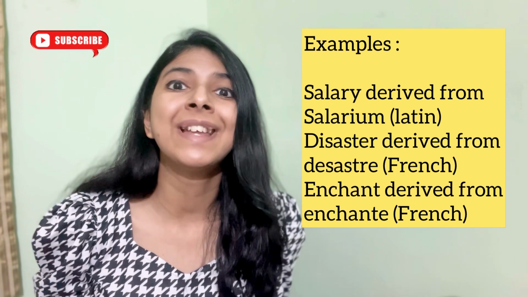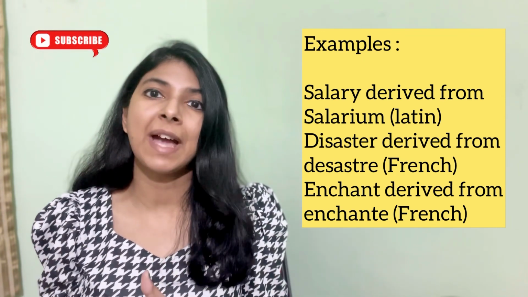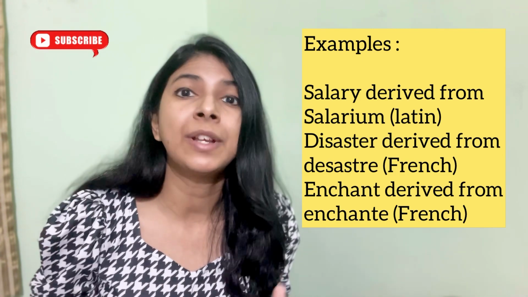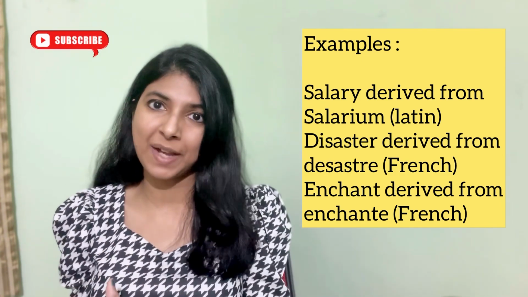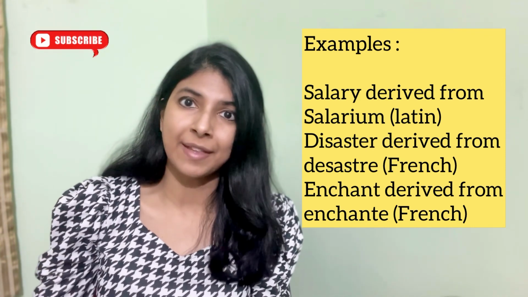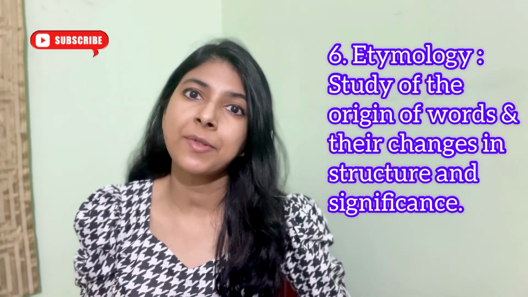Then the English word disaster, it has been derived from the French word désastre. Then the English word enchant has been derived from the French word enchanté. So here enchanté is the etymon. Related to etymon, we have etymology. So etymology is the study of the origin of words and the changes in their structure and significance.